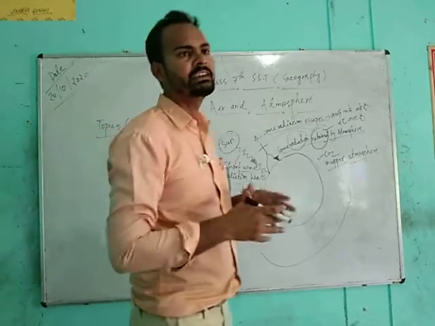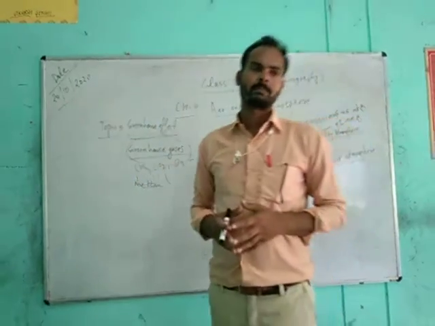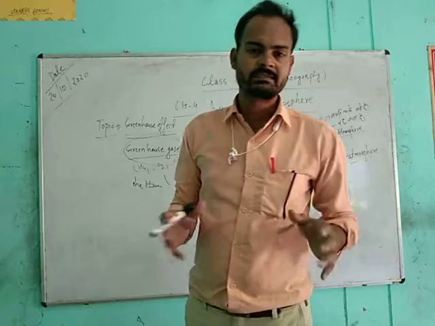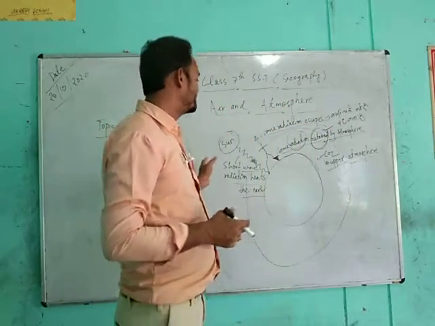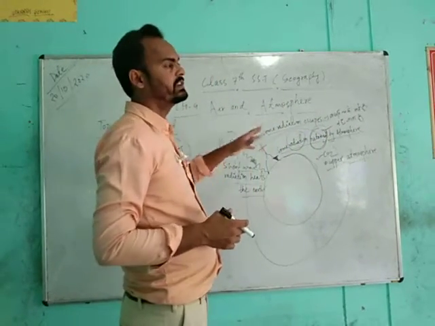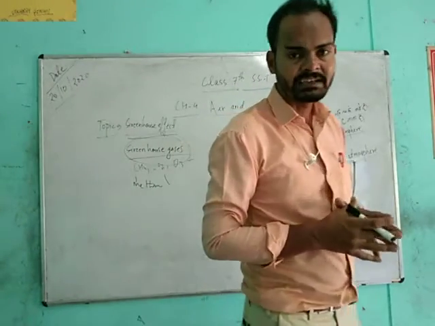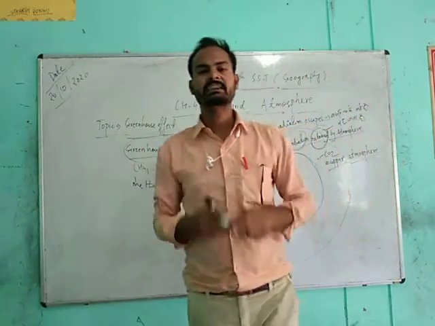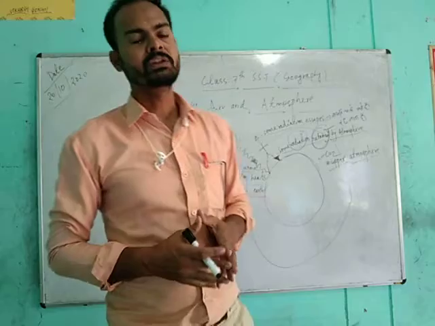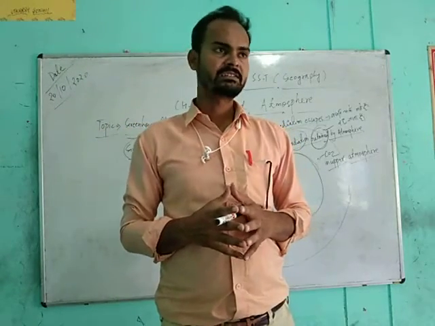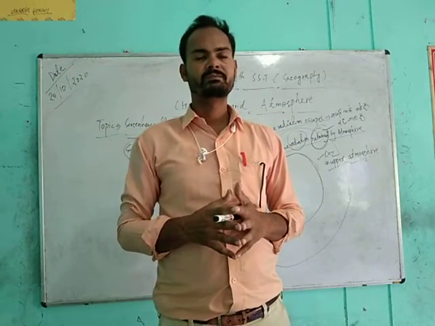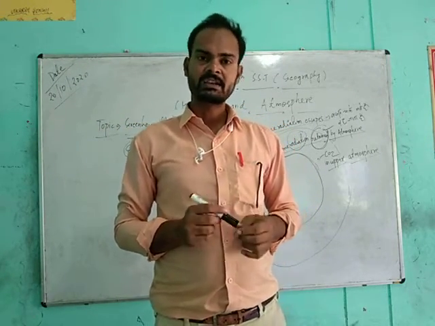If these greenhouse gases increase, then the radiation or re-radiation of the sun's heat trapped in these gases becomes more, and that is why the temperature of the Earth's surface and the atmosphere becomes more. That is also known as global warming.